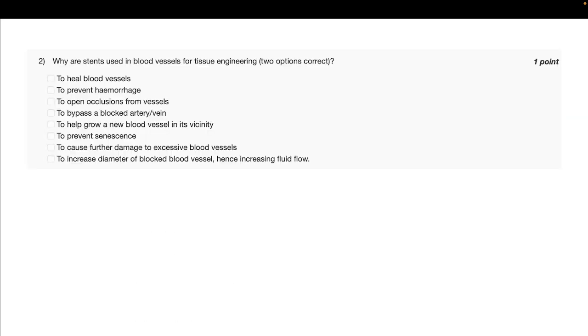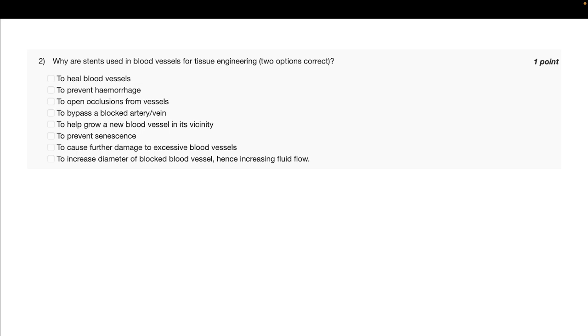Next is, why are stents used in blood vessels for tissue engineering? We have to select two correct options, and there are several options listed out here. Just go through them. If you have read about what exactly are stents and why they are used in tissue engineering, you might be able to answer. Anybody can volunteer?